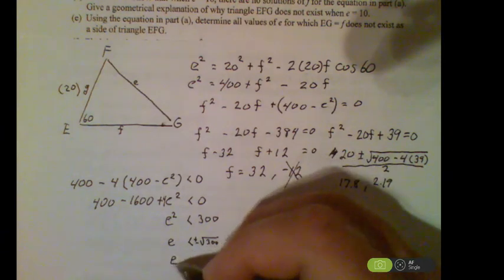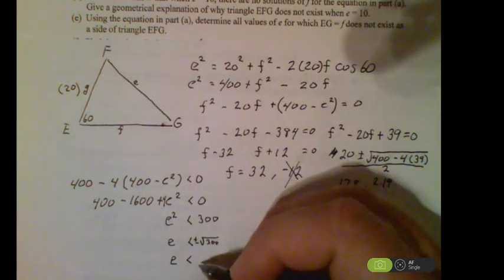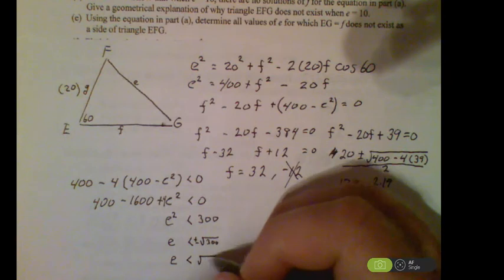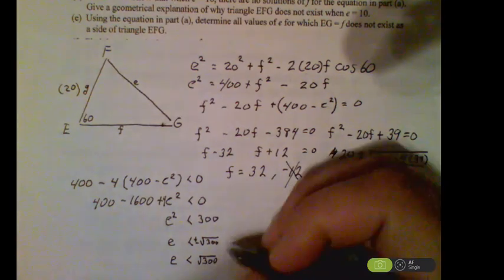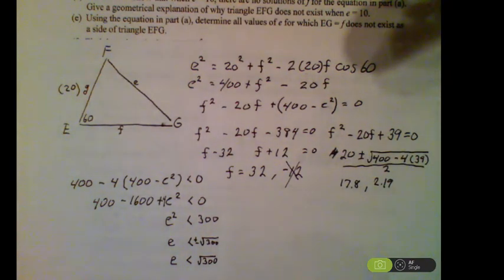If we simply say that e has to be less than positive rad 300, that already includes the negative rad 300 as well, because this takes up all of that and then some. So that would be enough to encompass all that information in that one statement. All right, moving on here to part E.